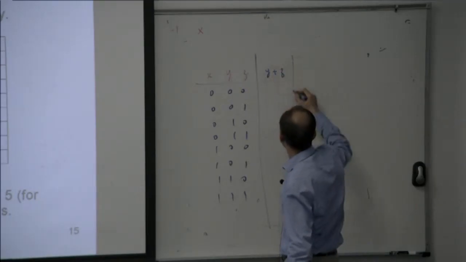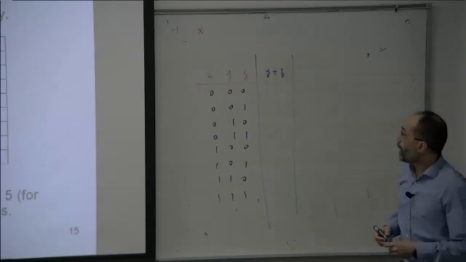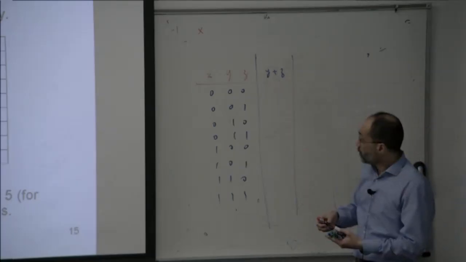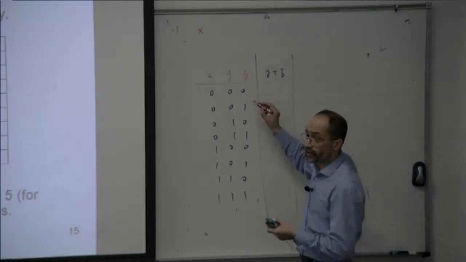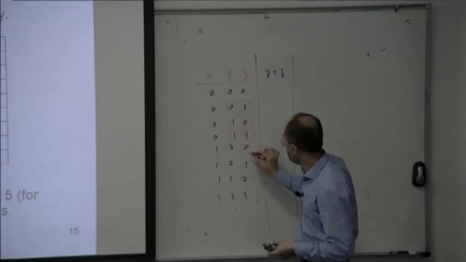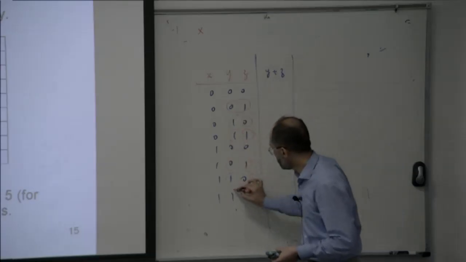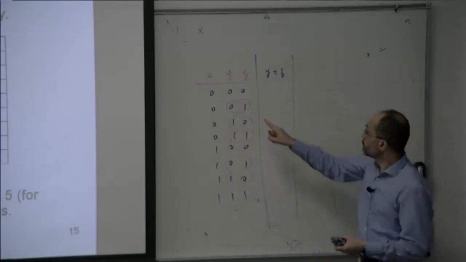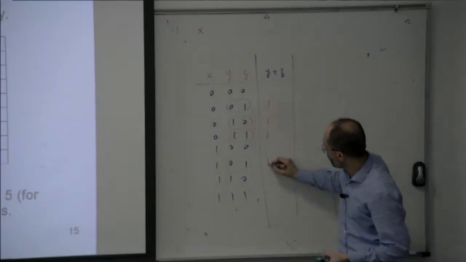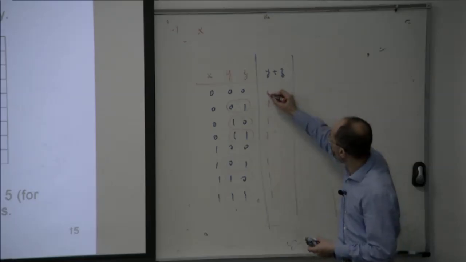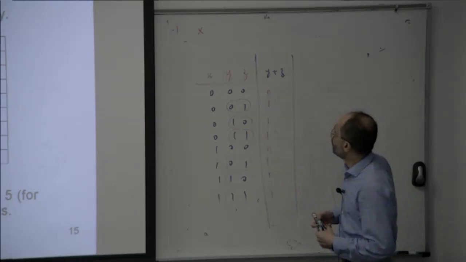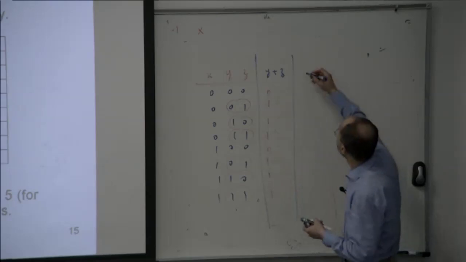y plus z. When will this y plus z be 1? When either of these is 1. So for y plus z in these rows, marked with the red circle, either y is 1 or z is 1. So this is 1, 1, 1, 1, 1, 1, and for the remaining, 0. All done, clear.